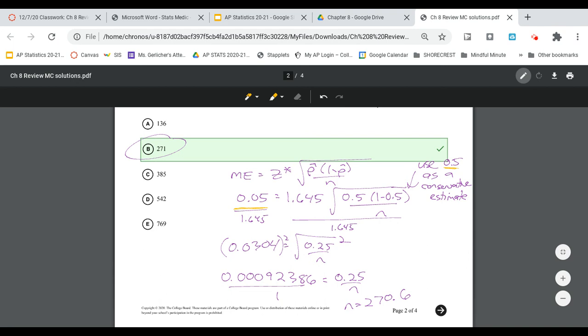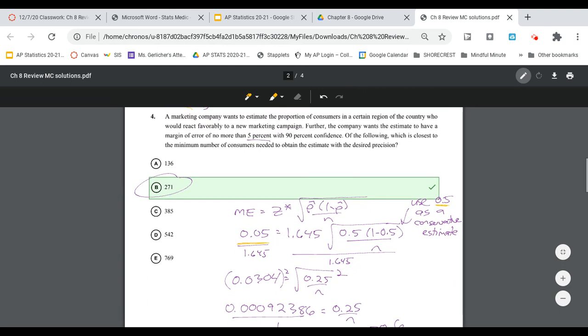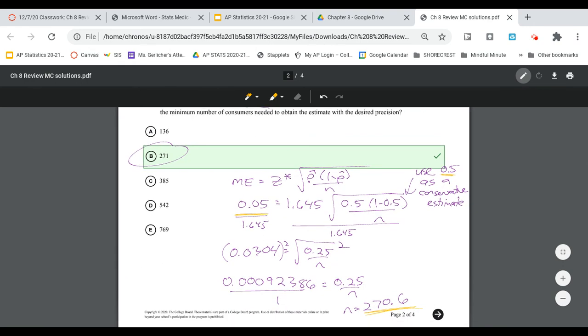You have to divide by 1.645. You have to square both sides. Then you end up with a variable in the bottom of a fraction. So I put the other one over 1 and cross multiplied. You could also multiply by n on both sides and then divide. Either way, you're going to get 0.25 divided by 0.000923, and you get 270.6. Remember, you cannot have 0.6 of a, what is this, person? Consumer. Yeah, you can't have 0.6 of a consumer, of a person. So you have to round up to the next one, 271.